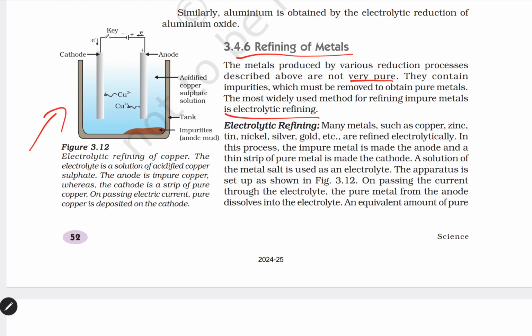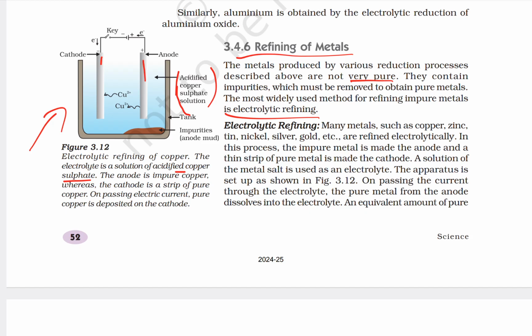So here it is shown in the figure. Electrolytic refining of copper we are doing here. The electrolyte is a solution of acidified copper sulfate. So here we are taking copper sulfate solution which is acidified, right? The anode is impure copper, whereas the cathode is a strip of pure copper. So see here, the cathode is the strip of pure copper and the anode is the impure copper. On passing electric current, pure copper is deposited at the cathode. Why this is happening, we need to observe.